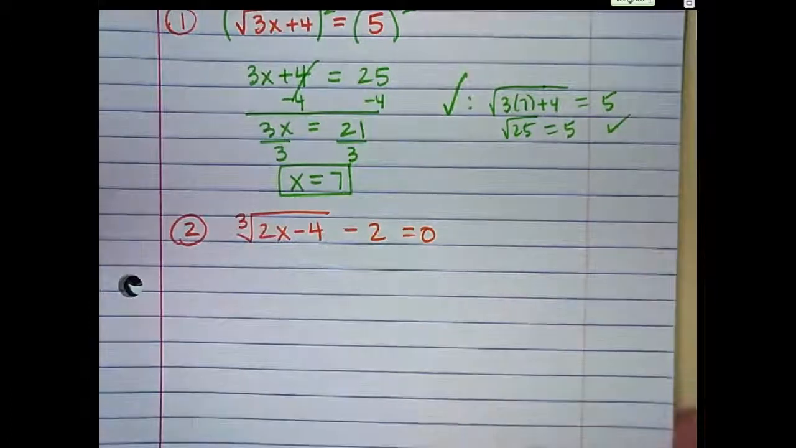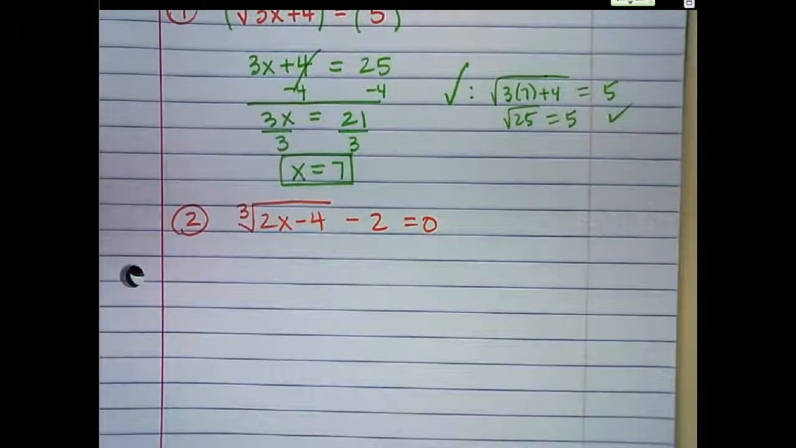Okay, number 2, cube root. Now nothing changed with a cube root, but instead of us squaring it, what do we have to do? Cube it. Now before I cube the left side, I need to get the radical by itself. You can't cube or square something unless the radical is by itself on one side.